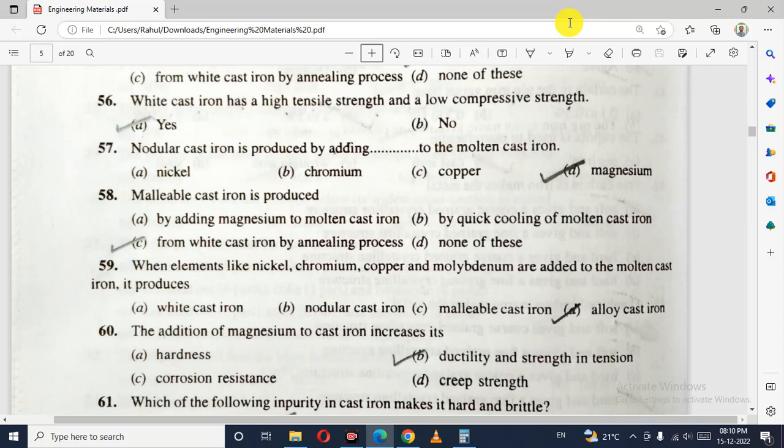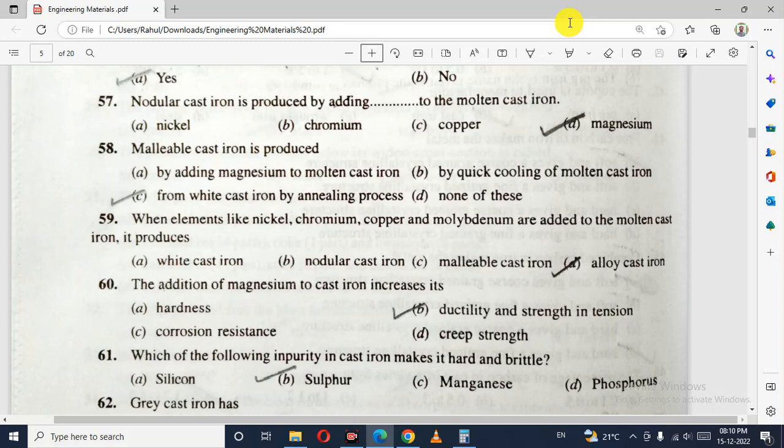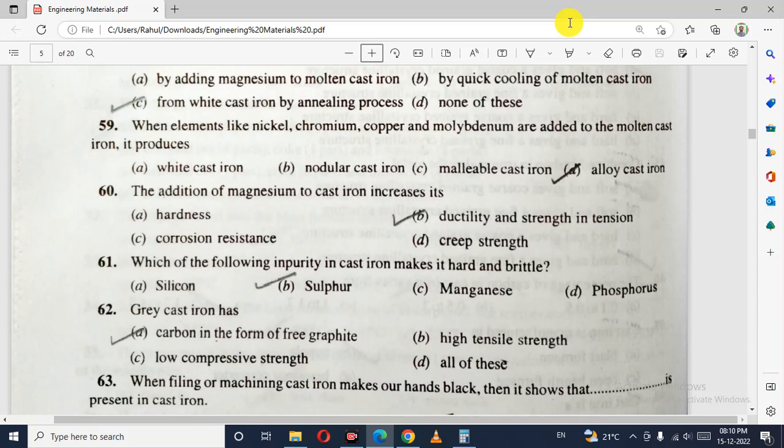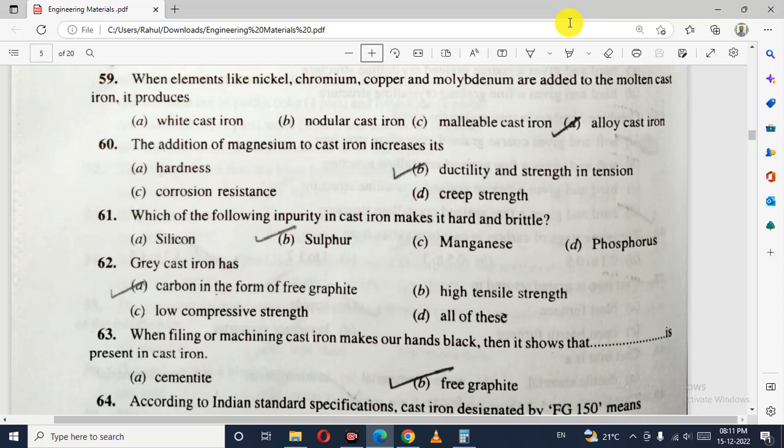Which one of the following impurities in cast iron makes it hard and brittle? Sulfur. Grey cast iron has carbon in the form of free graphite. If filing or machining cast iron makes our hands black, then it shows that free graphite is present in cast iron.